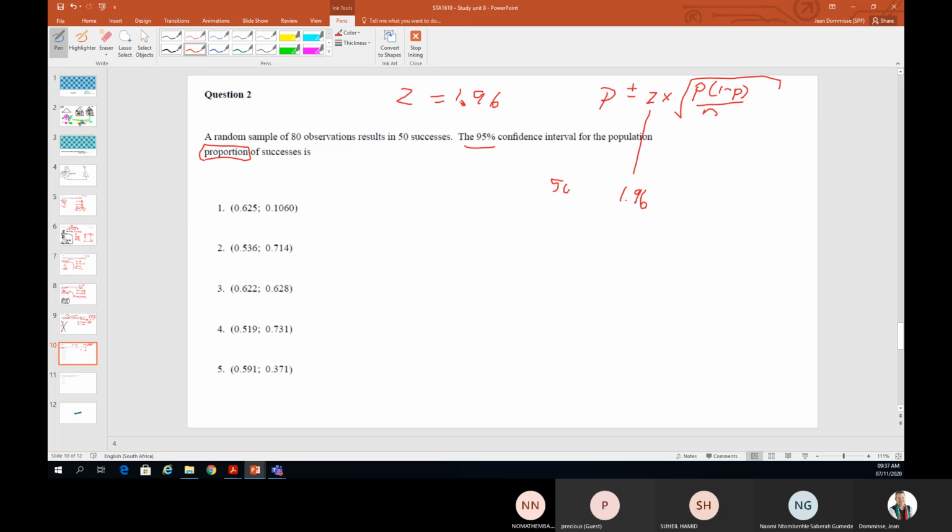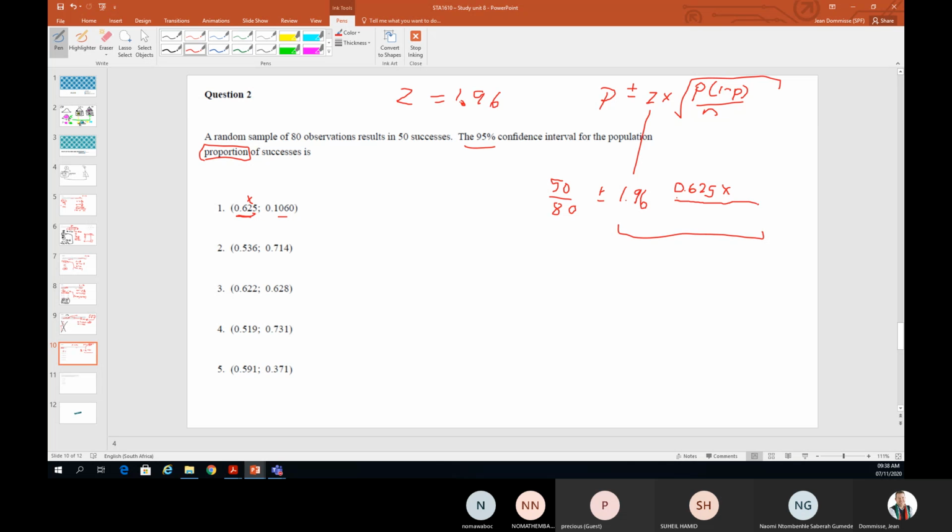So P will be 50 divided by 80. So let's just get that. What is 50 divided by 80? It is 0,625, so that I know what to use here, 0,625. I won't be surprised if 0,625 is mentioned in one of the options, and that might be the answer to this whole thing.